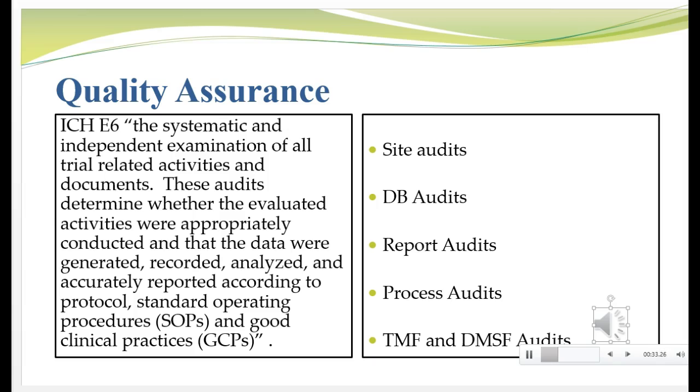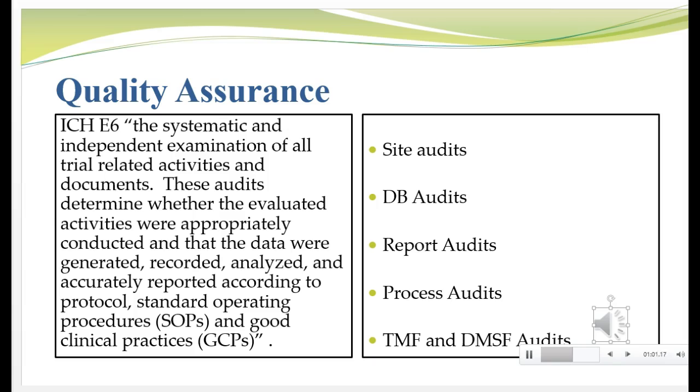So I'm not going to read the entire E6 definition. I'm going to let you guys do that. But the key concepts here are that quality assurance is independent. So in other words, you don't have a quality assurance auditor residing in the department that they are auditing, because they lose their objectivity. And they are appropriately conducted. So in order to be independent, a QA group needs to sit outside of the group and function they audit.